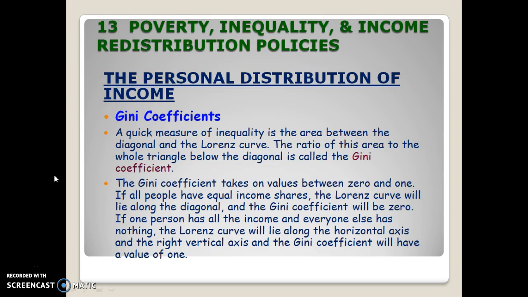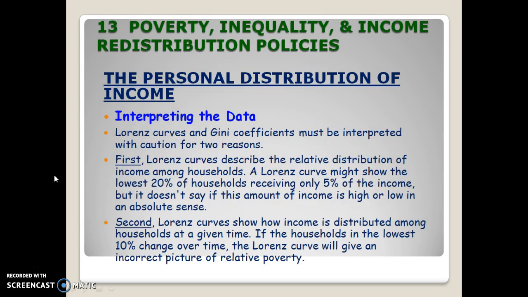Now, if one person has all the income and everyone else has nothing, the Lorenz curve will lie along the horizontal axis and the right vertical axis. So it will have a value of 1. So when it's equal distribution, it will equal 0. And the larger it gets, the more unequal it is.